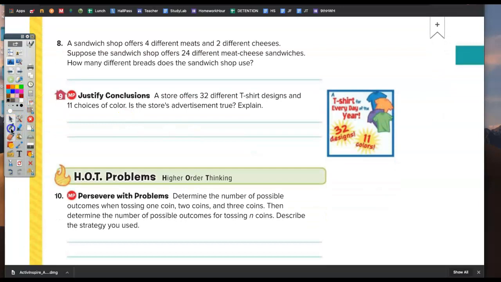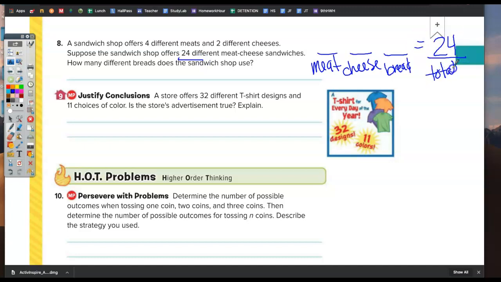A sandwich shop offers 4 different meats and 2 different cheeses. Suppose the sandwich shop offers 24 meat cheese sandwiches. How many different breads does the sandwich shop use? Okay, so you have to think of your sandwich. We have meat choices, cheese choices, and bread choices. And it says that they have 24 different meat cheese sandwiches. Therefore, we're actually given the total outcomes because there are 24 options to choose from.